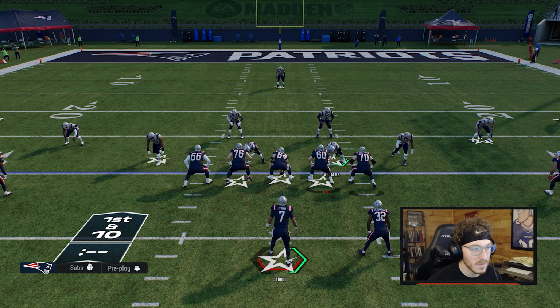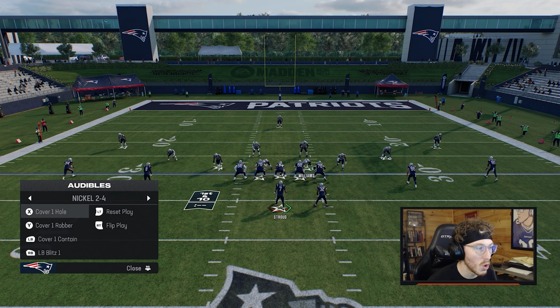Here we're going to talk about the different types of cover one defenses available to us in Madden. And if I pull up my audibles here, you're going to see that we have cover one hole, we have cover one robber, we're going to have cover one contain, and we're going to have LB blitz 1. Now these are 4 different types of cover ones that you're going to see in the game.